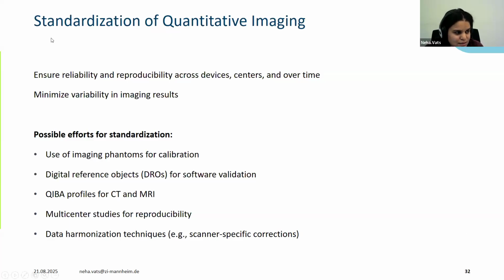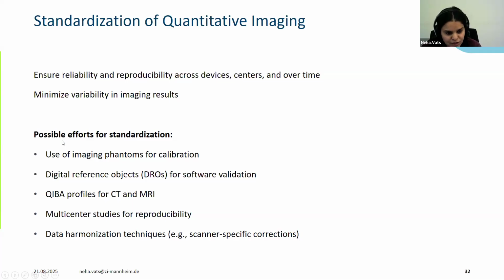Now, the main challenge is the standardization of quantitative imaging, because we do not have any standardized quantitative imaging protocols that say, okay, this is the protocol, this is what we follow, and we will have certain standard images. If we go from one scanner to another scanner, from one center to another center, or at a different time, then it is not reproducible or reliable. So we need standardization techniques that ensure reliability and reproducibility across devices, across centers, and over time. It minimizes the variability in imaging results as well.